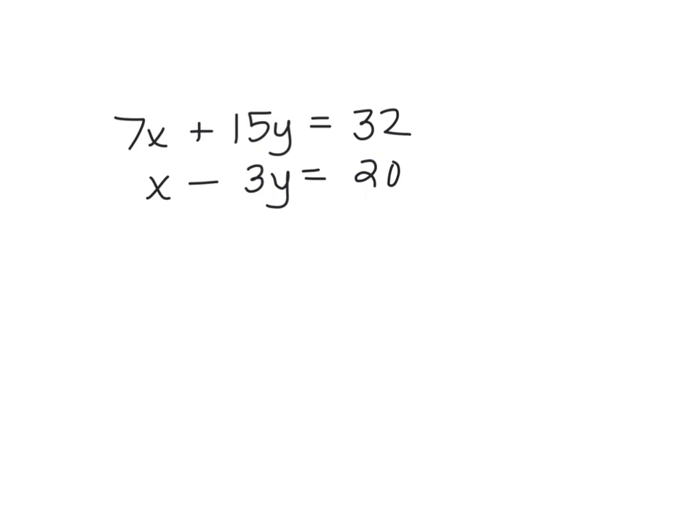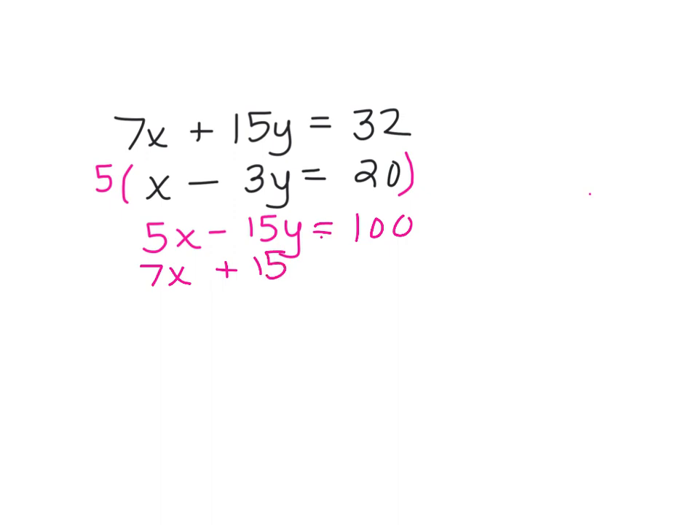So with this elimination method, we want to keep in mind we can do whatever we want to these equations as long as we do the same thing to both sides, right? I'm keeping that equation balanced by multiplying both sides of the equation by the same number. If I multiply the second equation by 5, I get 5x minus 15y equals 100. And the other equation is still the same, 7x plus 15y equals 32. And now I can do what I did in the last slide.